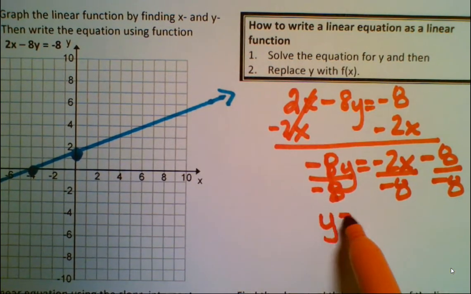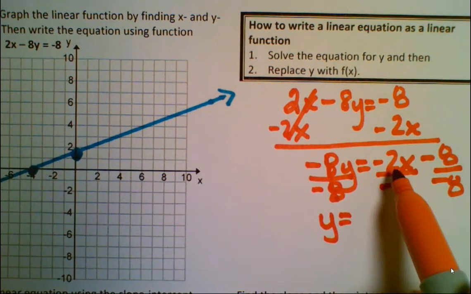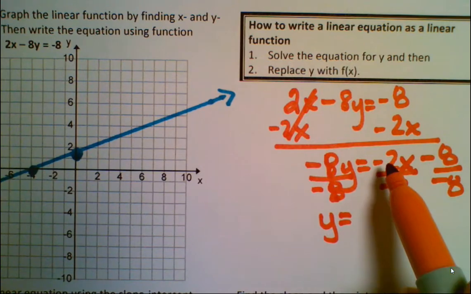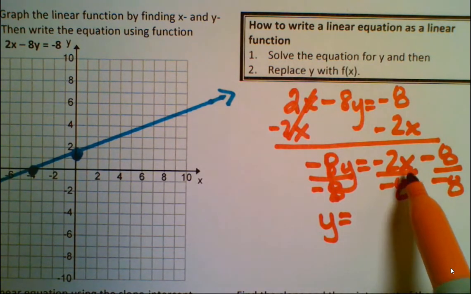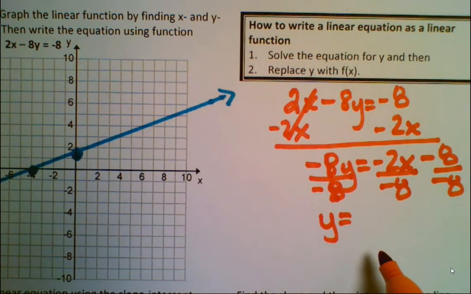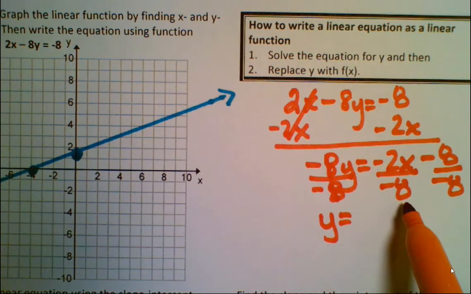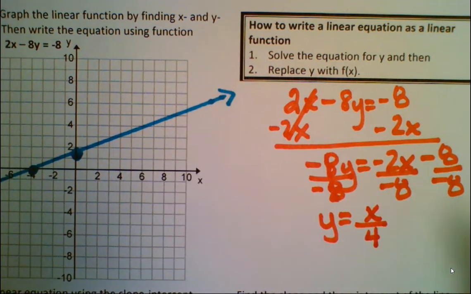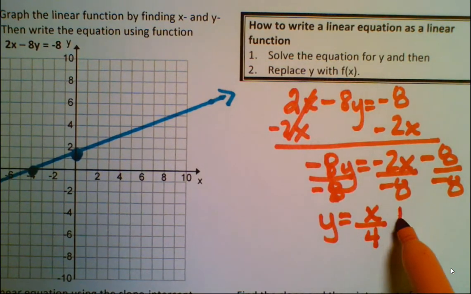And we have y is equal to negative 2 over negative 8. That reduces to a positive fraction, and then negative 2 divided by 8. Don't forget about the x, we'll include that. That would give us 1 over 4, so we would say x over 4. And then negative 8 divided by negative 8 gives us the positive 1.